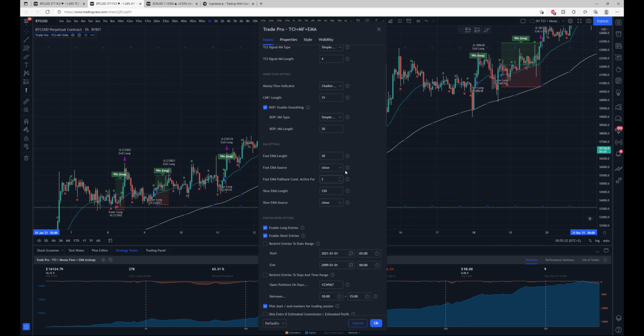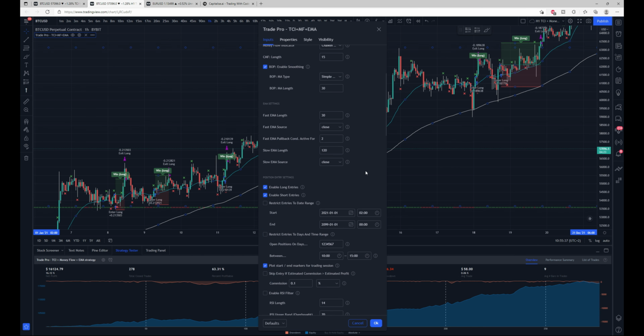So right now I do have some custom settings on to get these results. The default is not the best. It's just kind of like a starting point. The default isn't meant to be the really good settings.